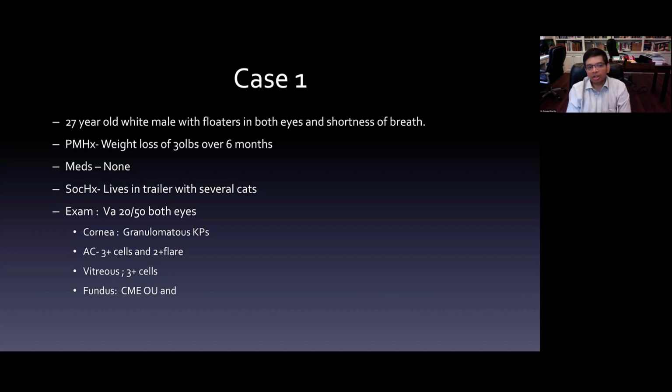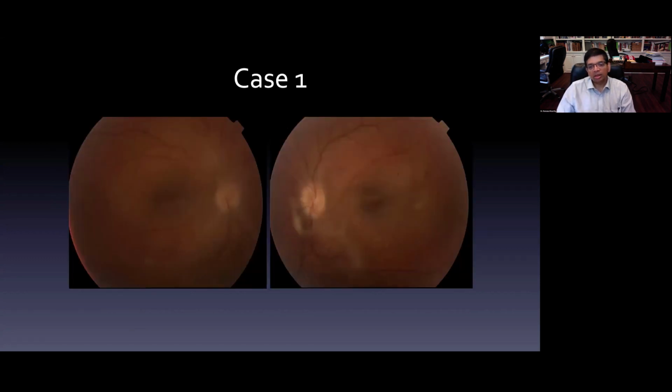So first case: a 27-year-old male presents with floaters in both eyes and shortness of breath. He's had a 30-pound weight loss over 6 months, and he lives with several cats in his trailer. He's from a modest background and is not a highly educated person. His vision is about 20/50. He has granulomatous KPs in both eyes. There's 3+ cells and 2+ flare in the anterior chamber of both eyes. The vitreous has 3+ cells in both eyes, and the fundus examination shows cystoid macular edema in both eyes.